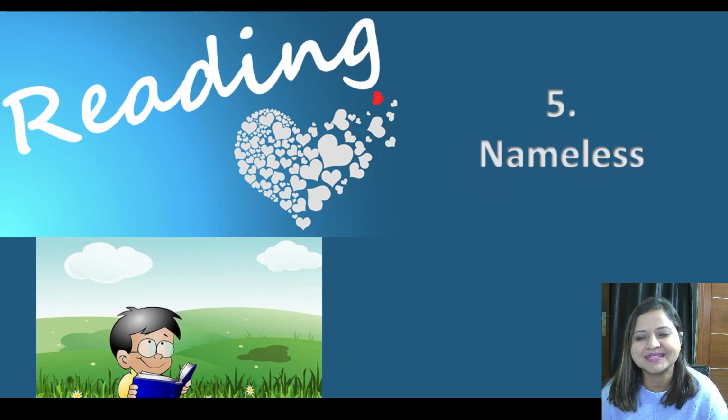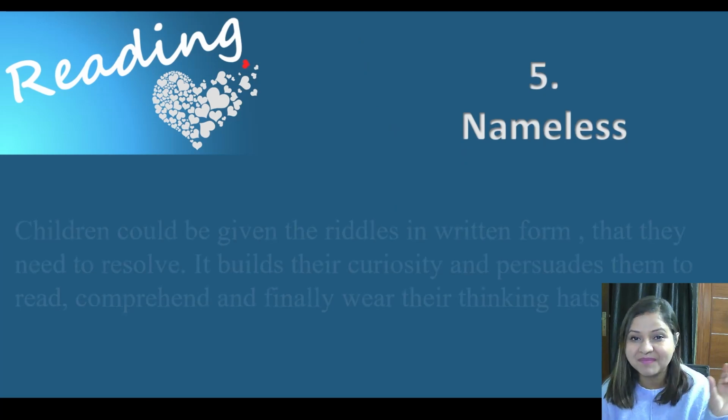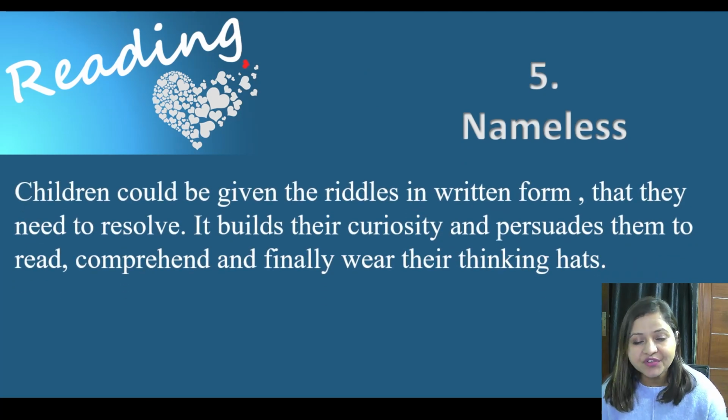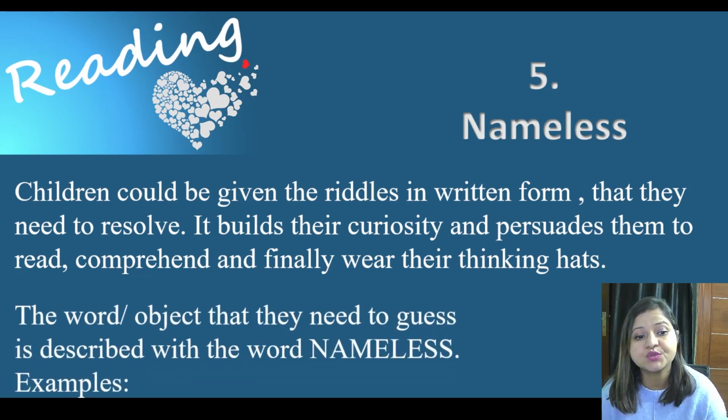Coming to the next activity. The fifth activity is nameless. As the name suggests, it is nameless. Children could be given the riddles in written form that they need to resolve. It builds their curiosity and persuades them to read, comprehend, and finally wear their thinking hats. The word or object that they need to guess is described with the word nameless.